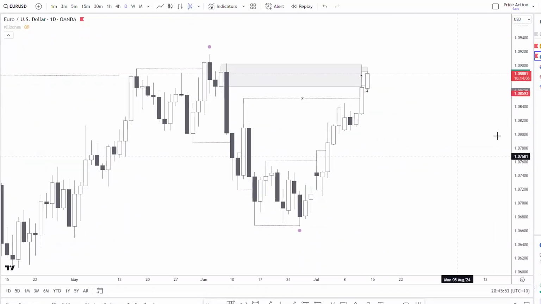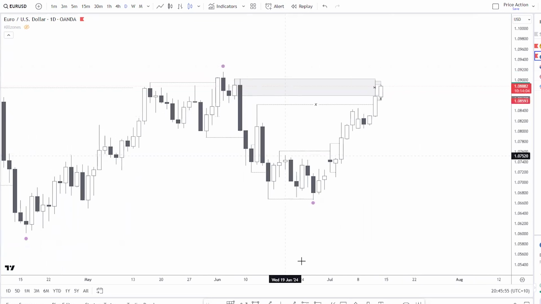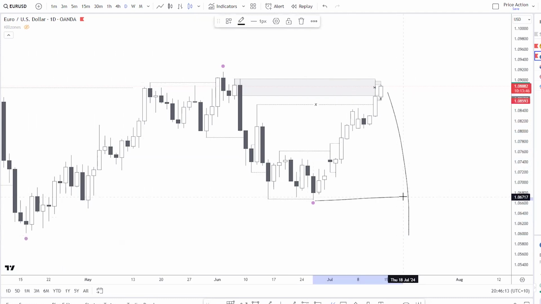All right, so on EU, I was looking at this as the daily. You can see we have a QM here, and we also have a QM here. Once this QM was confirmed, we were supposed to look for internal range liquidity, which is this one. After internal range liquidity has been taken, we expect price to continue to external range liquidity. So that's what I was looking for.